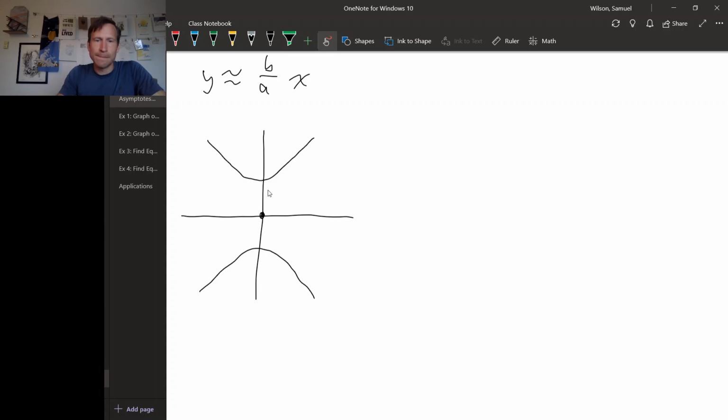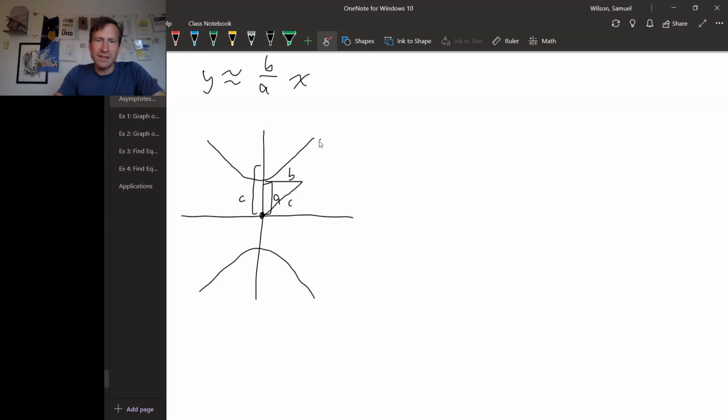So the distance from the center to the vertex, that's a. And remember, there's this other distance, b, that sort of forms a right triangle with a focal distance c. Right, here's your focal distance.